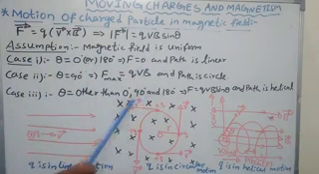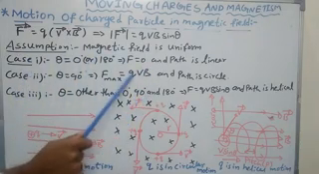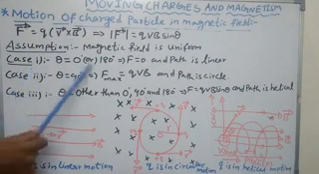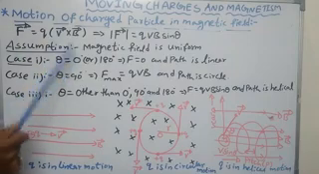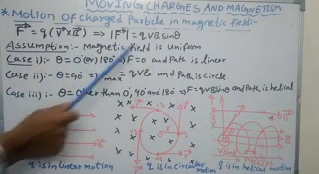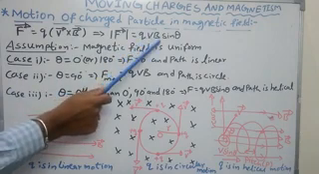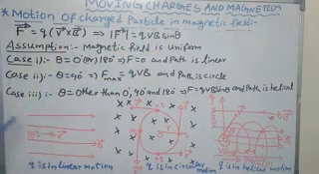Here three cases are there. These three cases are very important from the board examination and competitive examination point of view. Case 1: theta is equal to 0 degree. Theta is the angle between the velocity of the charged particle and the magnetic field, and that is equal to 0 degree. So this is the case.